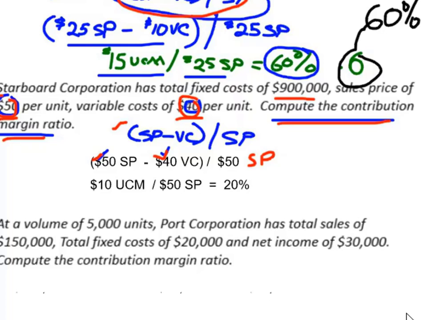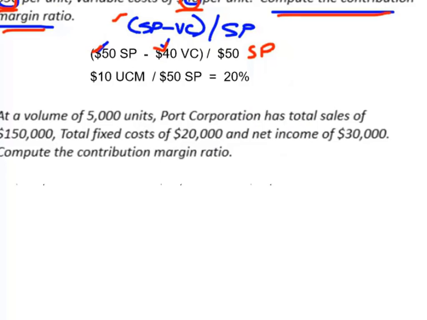At a volume of 5,000 units, Port Corporation has total sales of $150,000, total fixed cost of $20,000, and a net income of $30,000, and from this information you are asked to compute the contribution margin ratio. So we're not necessarily being told the selling price or the variable cost per unit in this case. We're going to have to calculate it in a slightly different way, utilizing the formulas that we are already familiar with.